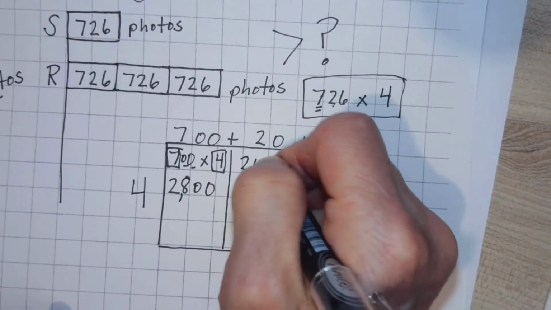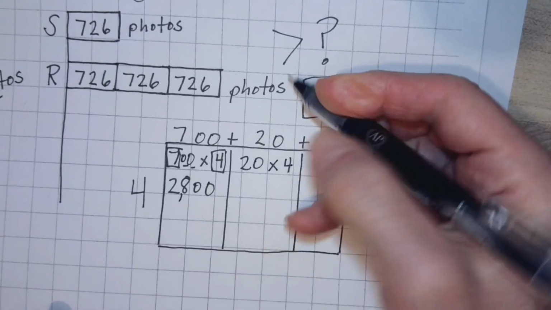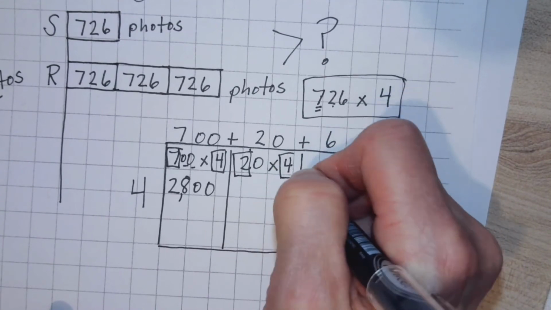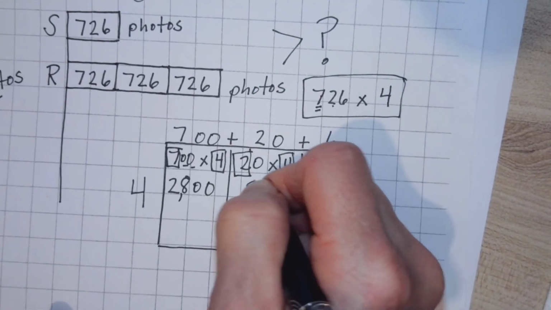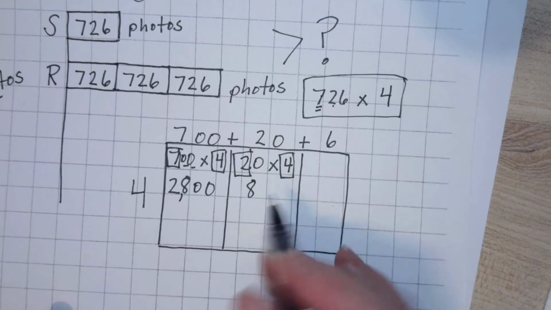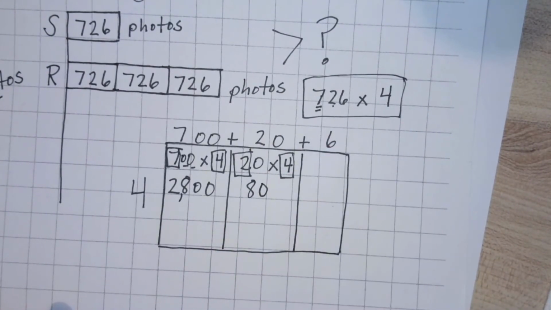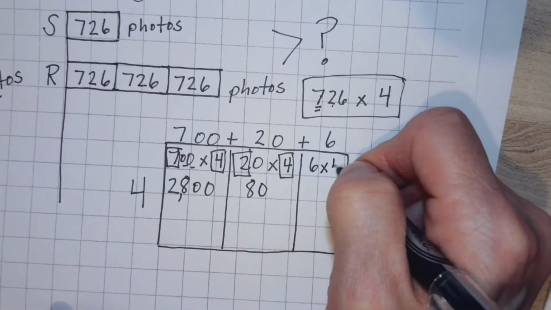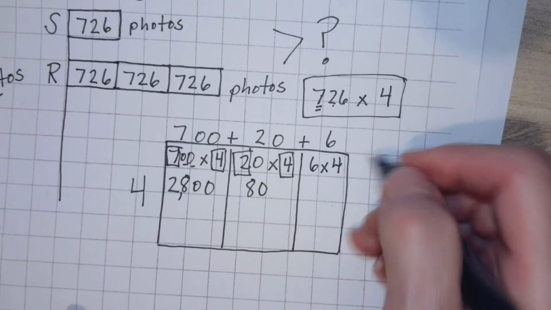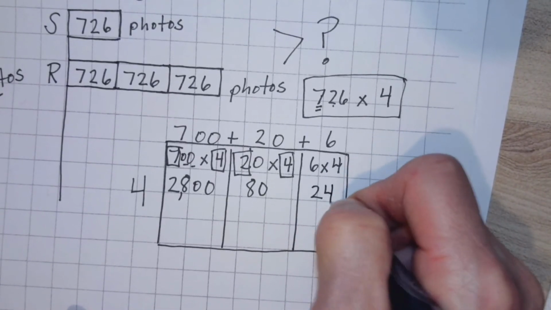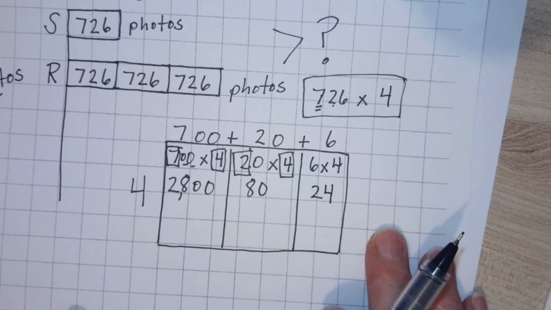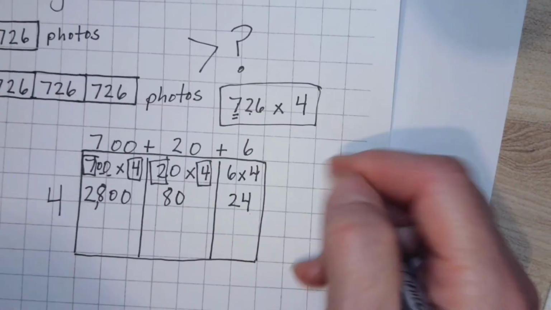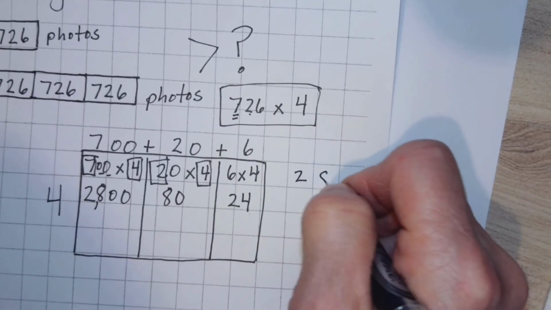My next equation is 20 times 4. Again, columns times rows. So I have 2 times 4 is 8. And because this is 20 and not 2, I put the 0 in, because 20 times 4 is 80. And my last partial product, 6 times 4 is 24. So I have to take all these partial products. Remember, they're part of the whole product. That's why they're called partial products. And I'm going to add them up over here.